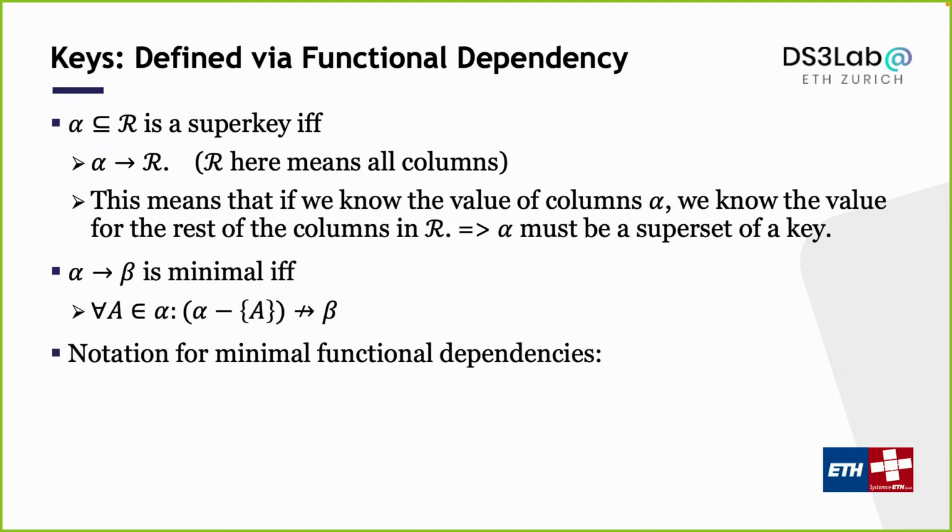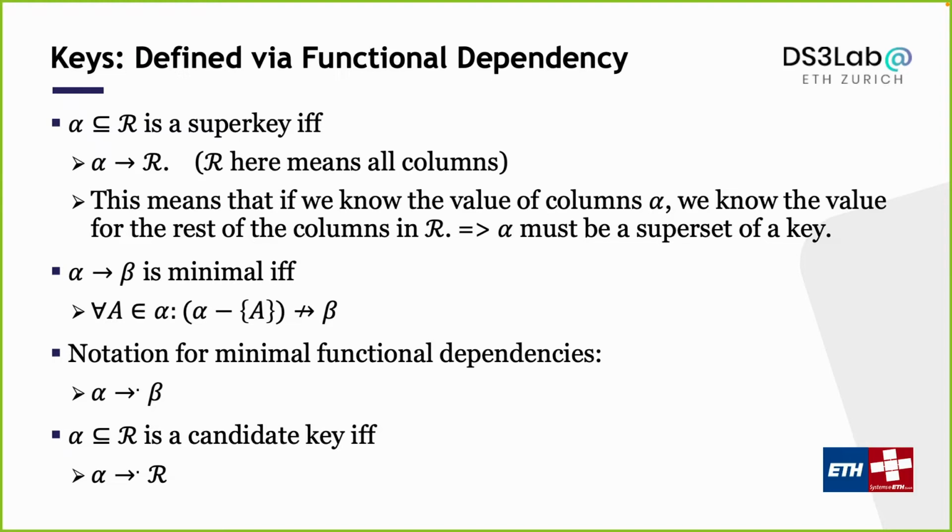You could use this notation: a functional dependency arrow plus a dot to say it's a minimal functional dependency from alpha to beta, right? So once you have that, you can precisely define what is a candidate key. A candidate key of a relation is a subset of attributes alpha that minimally decides all the attributes, okay? If alpha is a candidate key, it means that the following functional dependency holds.